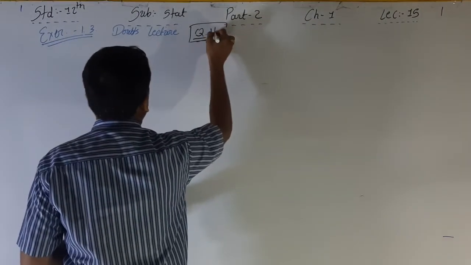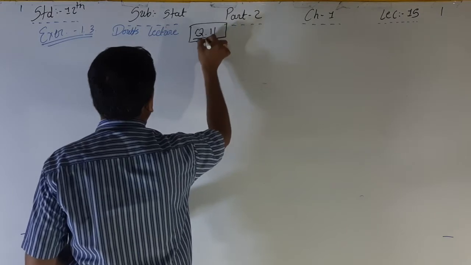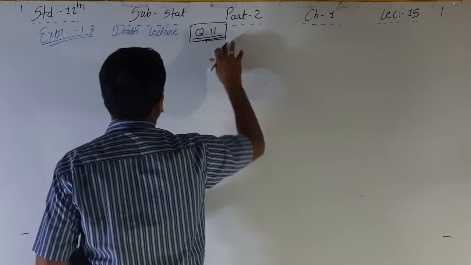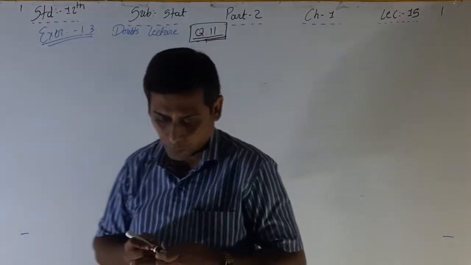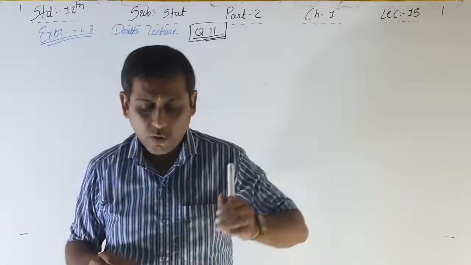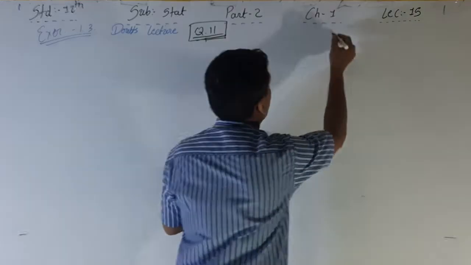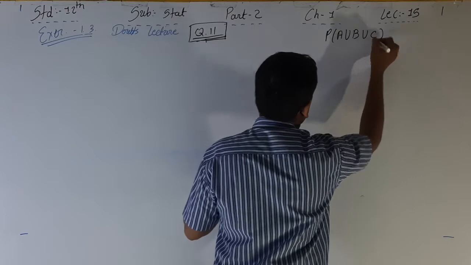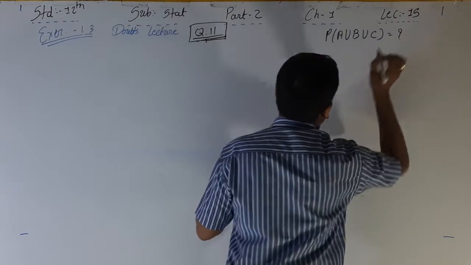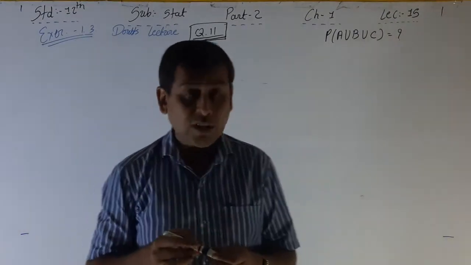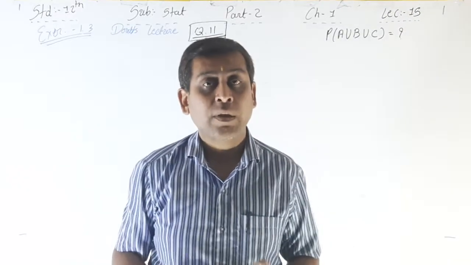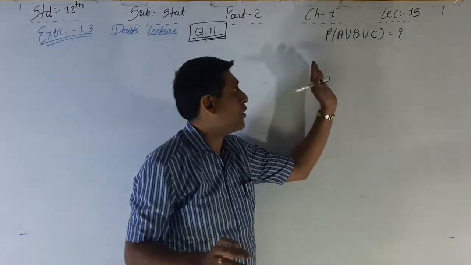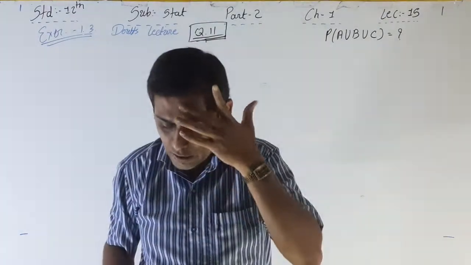Question number 11. Here we have to find out P of A union B union C. There is no condition given, no mutually exclusive or exhaustive events is given. A, B, C are events of a sample space, and we have to find just P of A union B union C, nothing else.